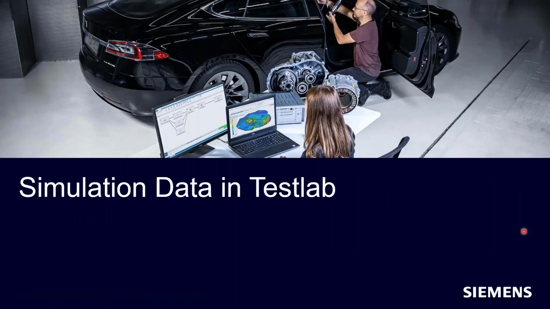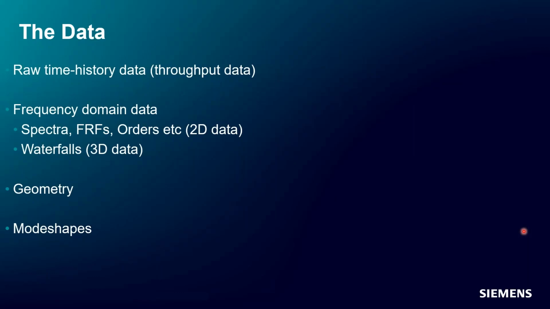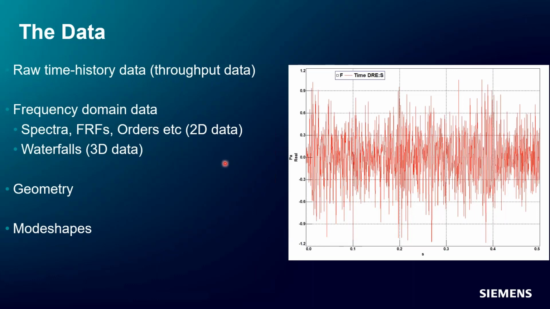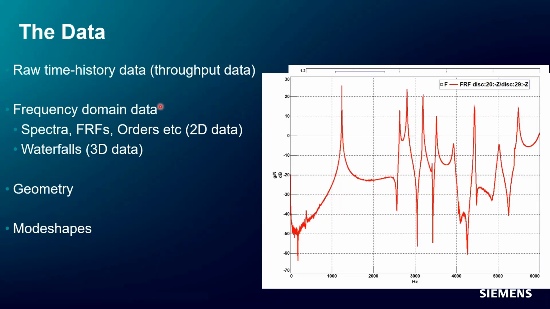So with SimCenter, let's see how to bring simulation data into Test Lab. When we say data, the data can be in different forms. Sometimes the data can be in the form of raw time history, also called throughput data. For example, if you have a microphone signal, which has a unit of Pascal with x-axis as time, we can see how it is changing as a function of time. This is throughput data. The data can also be in the form of frequency domain data, like an FRF, a frequency response function, which is output over input. In this case, this frequency domain FRF has a unit of G over N, that is, acceleration over force.